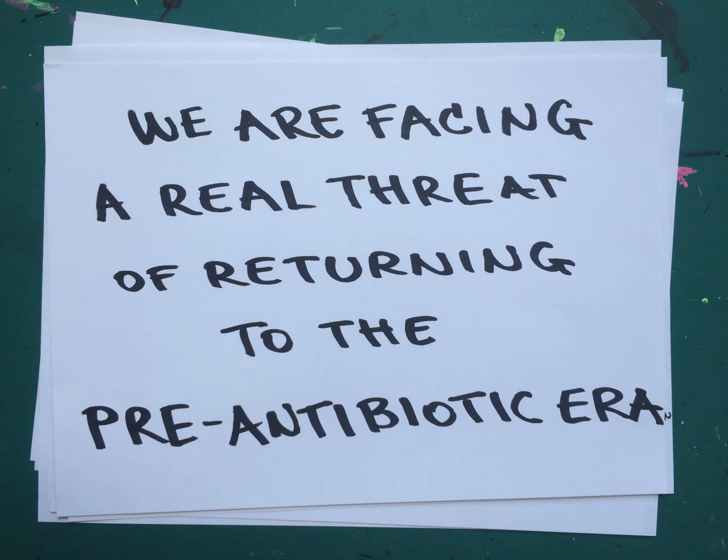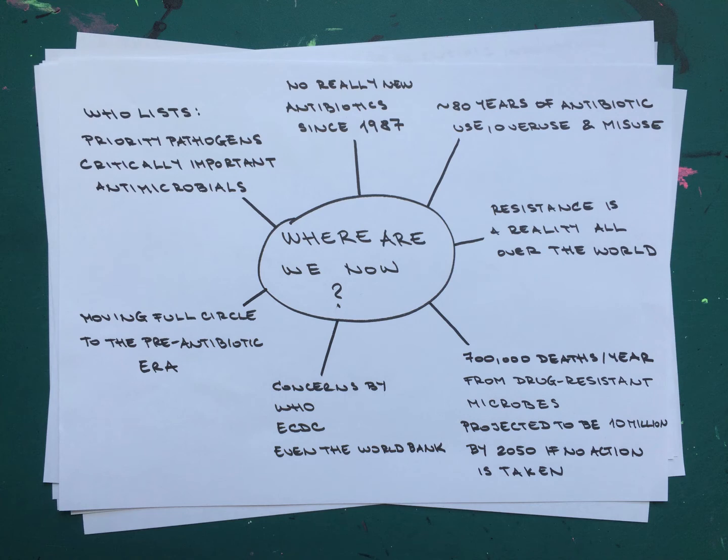So where are we now then? In short, we are in very, very deep trouble. And antibiotic resistance is present everywhere, in all parts of the world, in aquatic environments, in populations. There are certain infections in which more than 50% of the strains are resistant to the first line and even second line antibiotics. And this is a result of around 80 years of antibiotic use, overuse, and misuse.